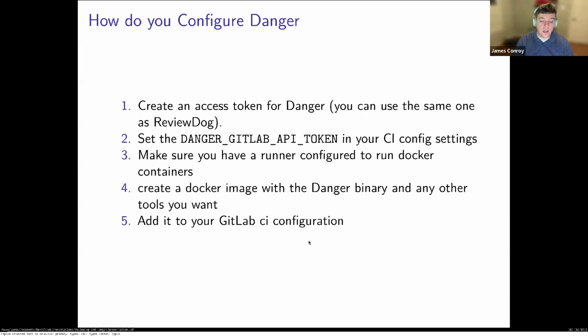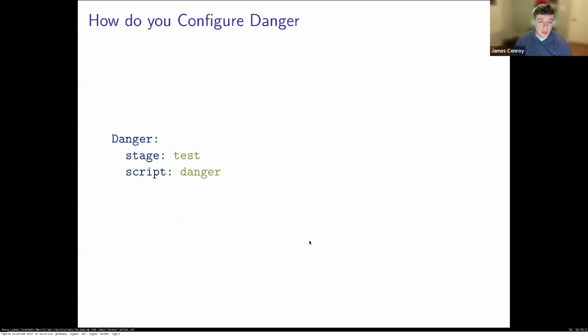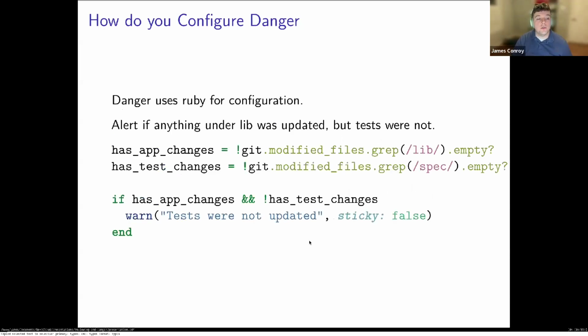And the process for getting Danger set up is very similar to ReviewDog. You create an access token for it. You set the access token just so it knows where to look. You make sure you've got a Docker image with it set up and a server that was configured to be used as your CI system. And you set it up with GitHub CI. Again, real simple. You have a script that just runs the bot. And then in your repo, you check in a file, the .danger file is what it's called, and here's an example of how you can configure it.